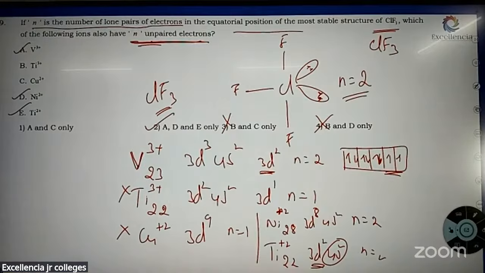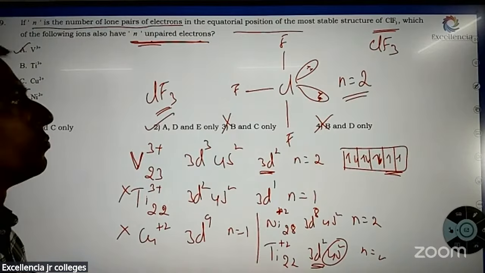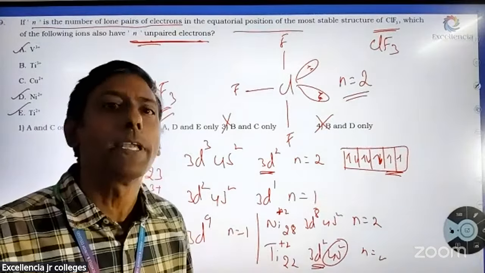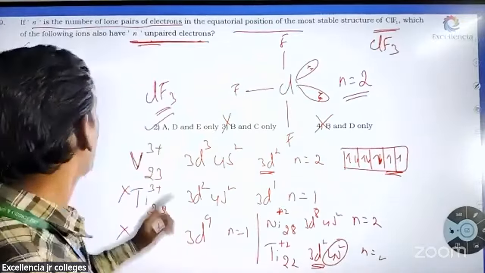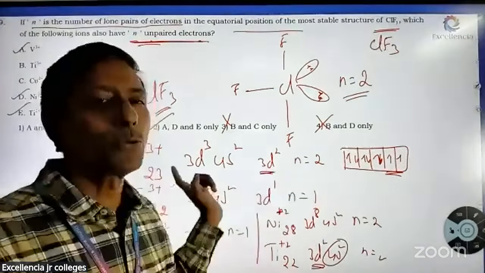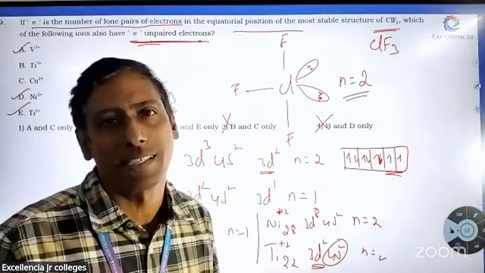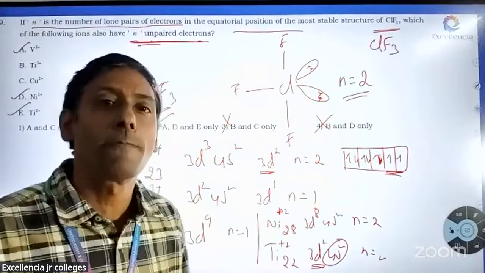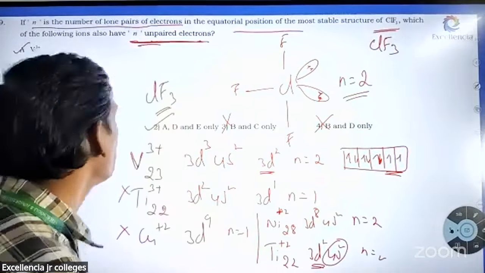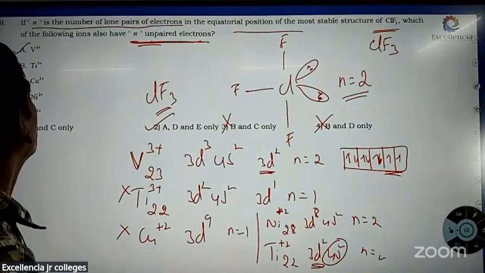A, D, and E. Okay, so you follow this type of method while answering the questions in the examination. After checking the first one only, we have removed 2 options. Remaining 2. So if you solve like this, then it takes less time and prevents confusion, and you can avoid silly mistakes. Okay.